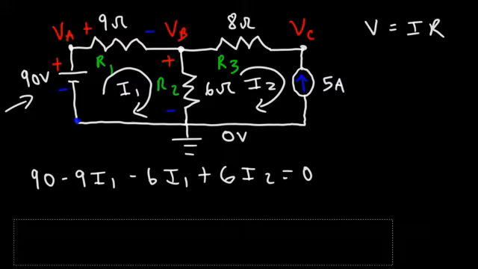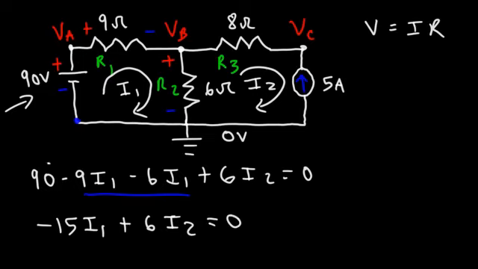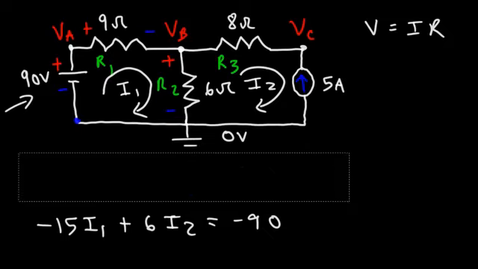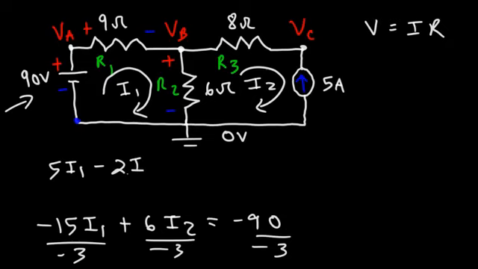Our next step is to combine like terms. So negative 9 minus 6, that's going to be negative 15. I'm going to take the 90 and move it to the right side. It's positive on the left side, but it's going to be negative on the right side. Now I'm going to simplify this equation. I can divide everything by negative 3. So I'm going to have 5 I1 minus 2 I2 equal positive 30.